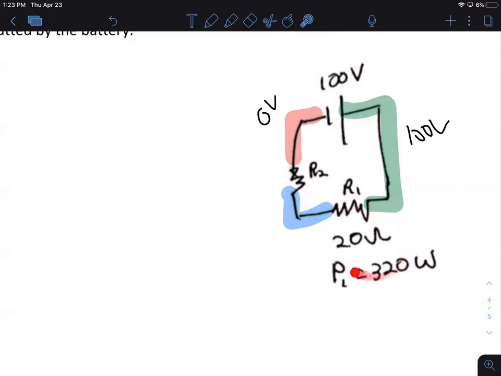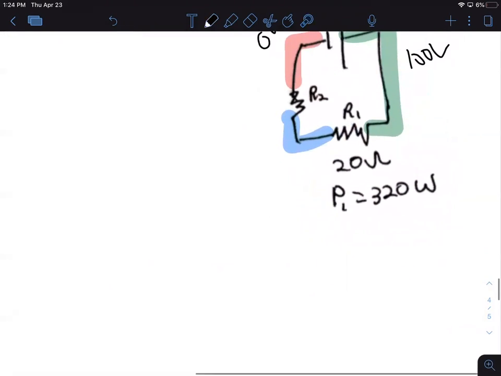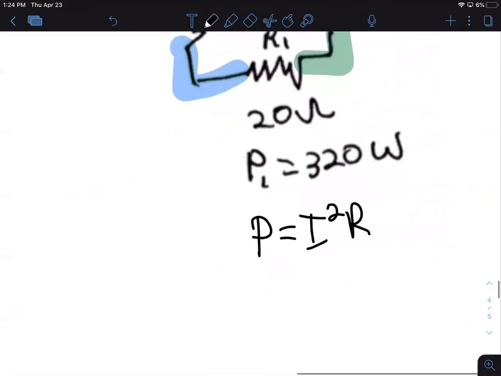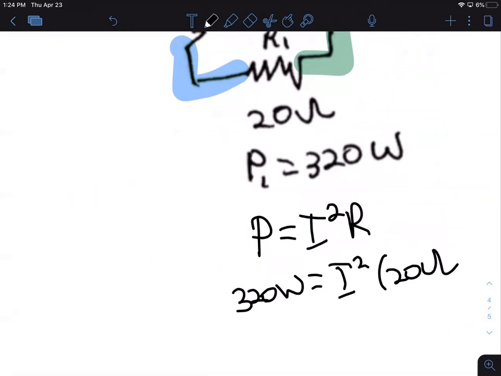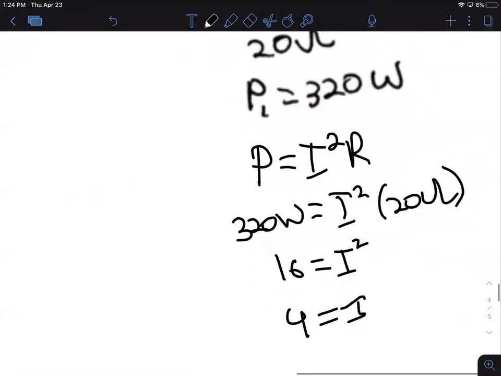All right, so let's see what I can figure out here. I have the resistance, I have the power. What can I do with that? Well, I can find the current through this resistor with those two pieces of information. 32 divided by 2 is 16. 4 amps.